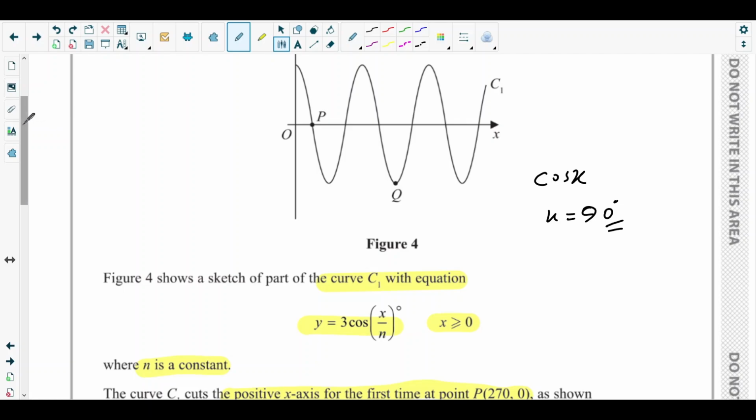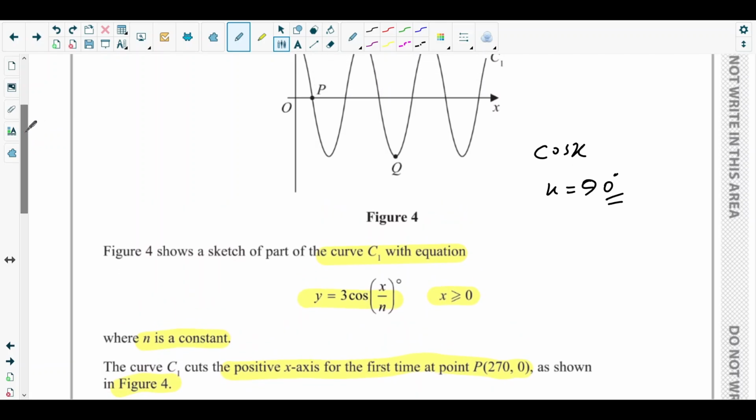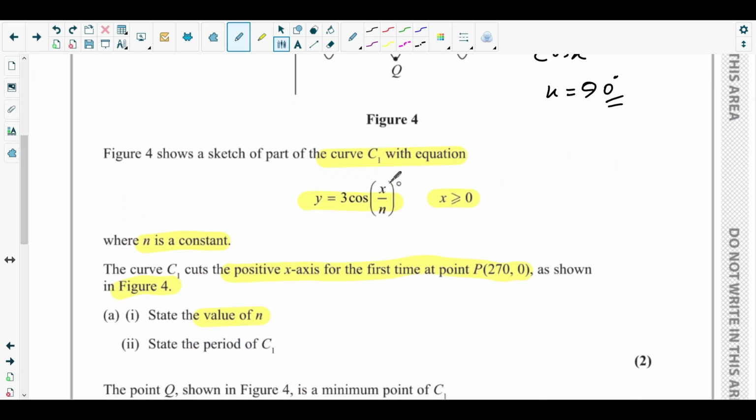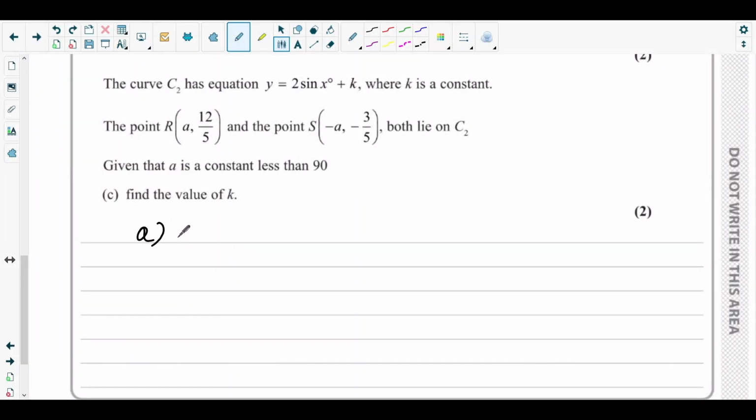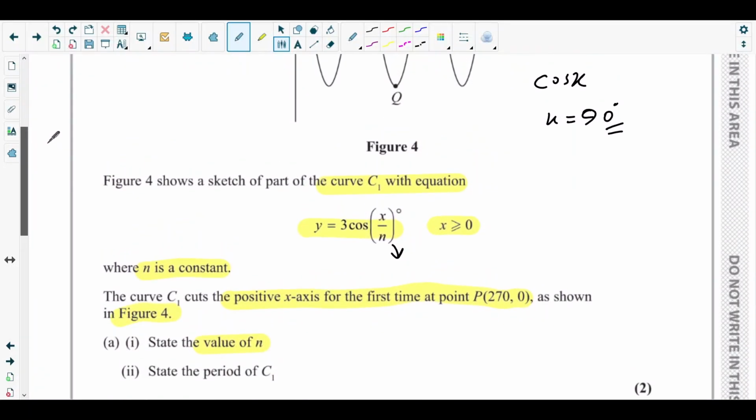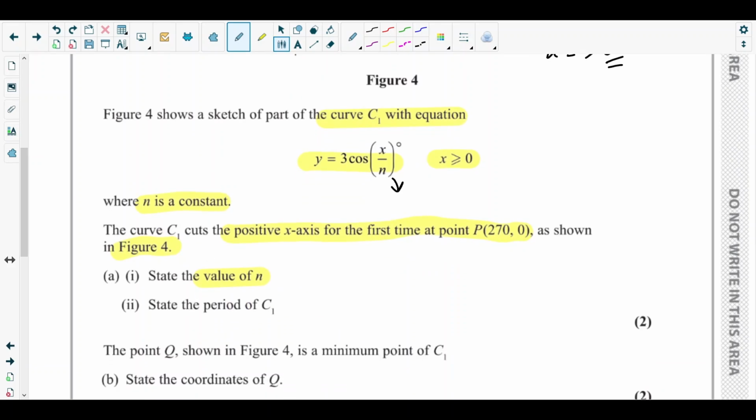Okay, so that means this is a horizontal stretch, and for a horizontal stretch, always the opposite thing happens. So therefore we need to divide x by 3 within the bracket of the function. So that means here the value for n should be 3. So for part A1, the value for n is 3. That's what part A1 has asked for.